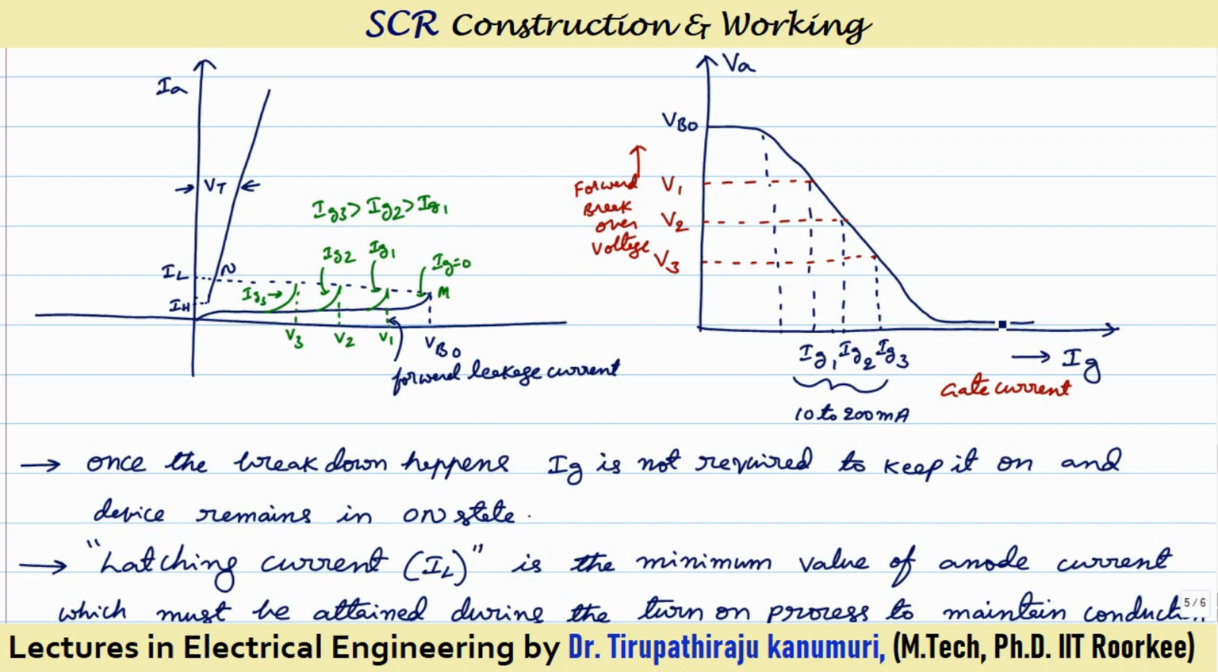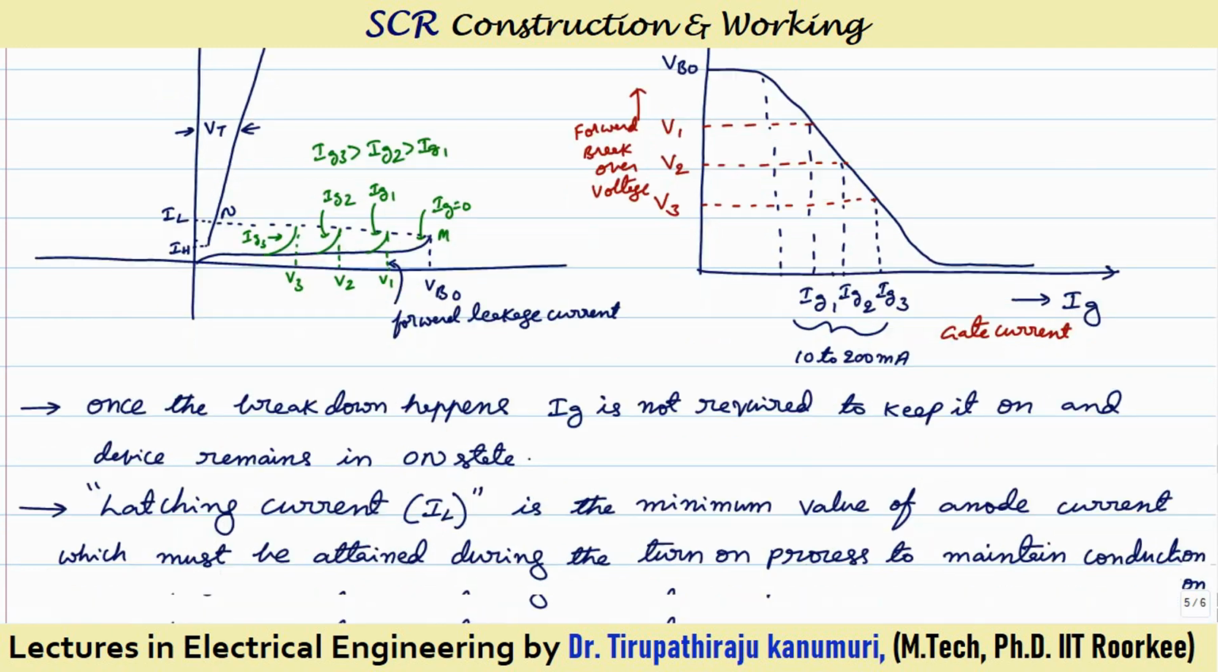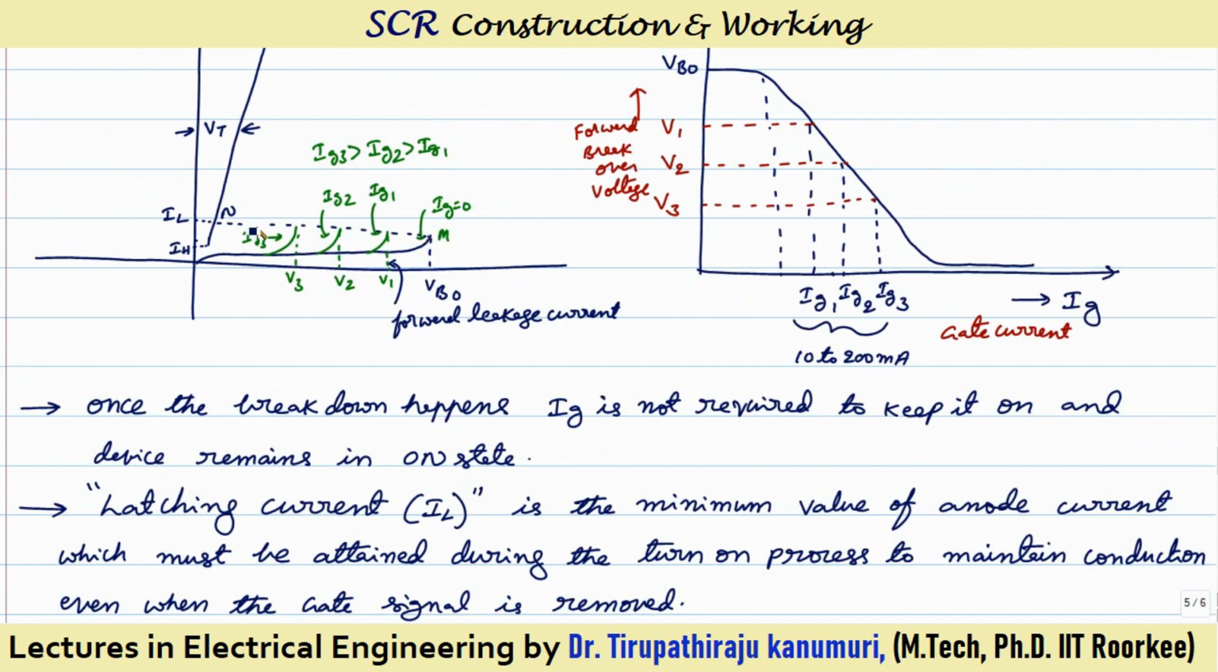Here you have to see that once the breakdown happens, this Ig is not required to keep it on, and the device remains in the on state. Whenever it is shifting from this characteristic, you can see it is shifting from the point M to N. This point N is called the latching current. Let us assume I have given Ig3. Because of Ig3, the characteristic has shifted like this and it has reached this current. Because the current is increasing from this point to the latching current value IL, it will take some time, because carriers cannot cover the entire area easily. So the current will gradually increase.